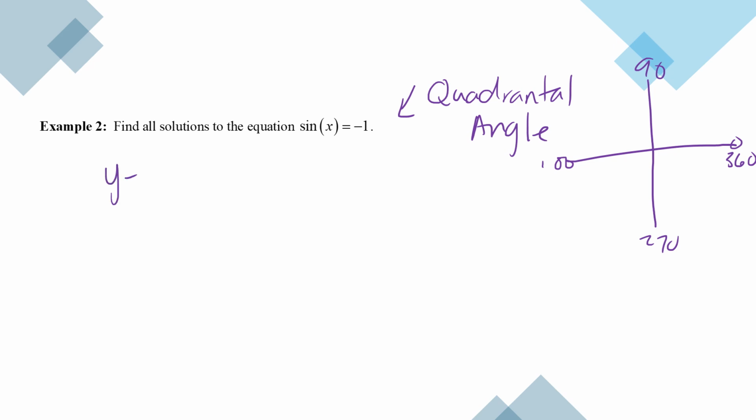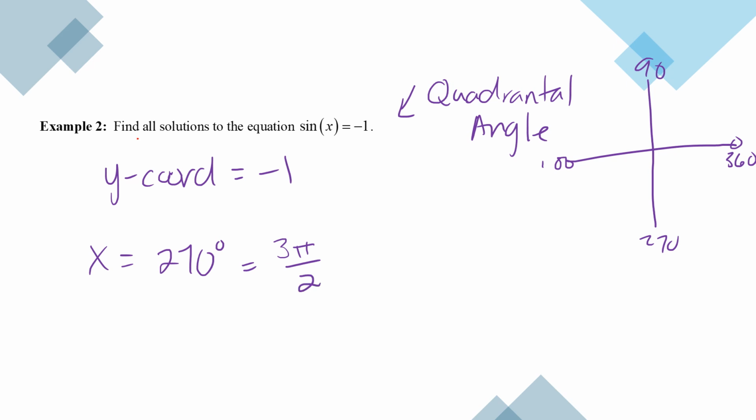1. So we're looking for the y coordinate to equal negative 1. Which quadrantal makes this true? It's going to be 270, which equals what in radians? So at 270 degrees, which equals what in radians? Equals 3 pi over 2 radians.